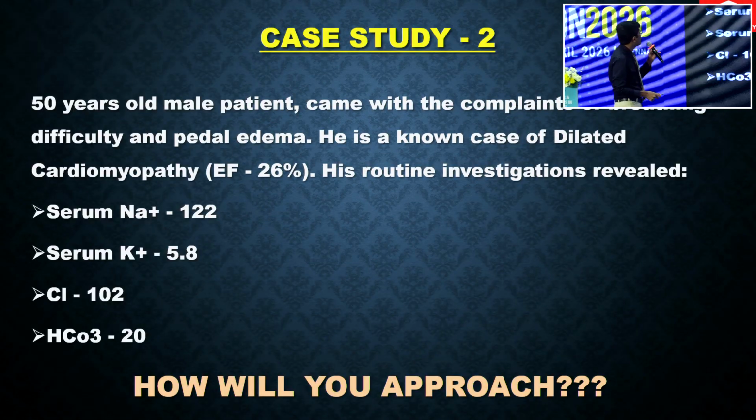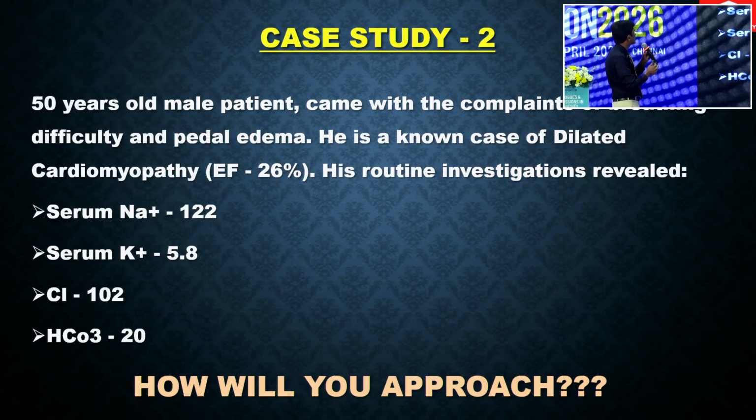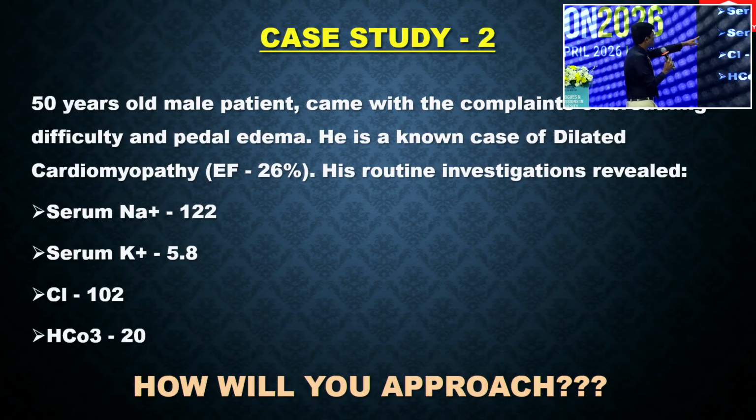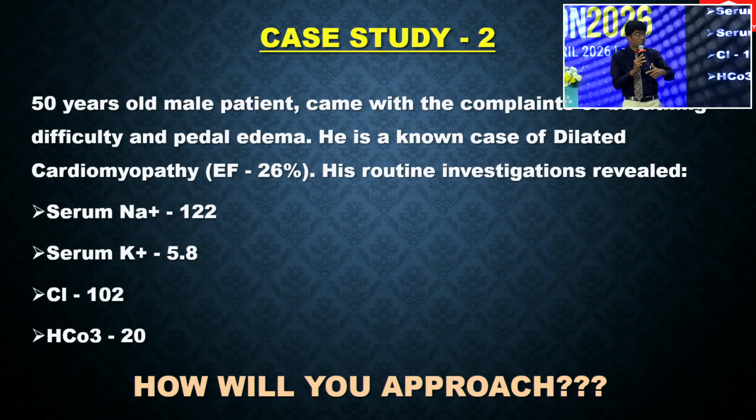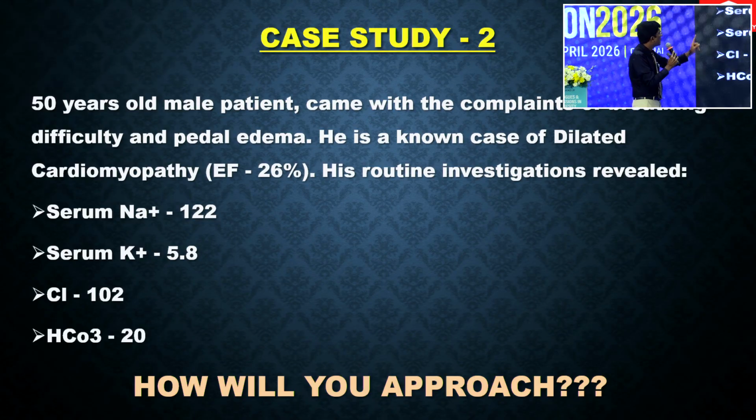So this patient, a 50-year-old male, came with complaints of breathing difficulty and pedal edema. He is a known case of dilated cardiomyopathy. Routine investigation reveals low sodium, so this patient presents with hyponatremia. I told you to check whether the patient is symptomatic or asymptomatic. The patient doesn't have any neurological symptom attributable to hyponatremia. Point number 1, eliminated. And second, I told you, volume status.